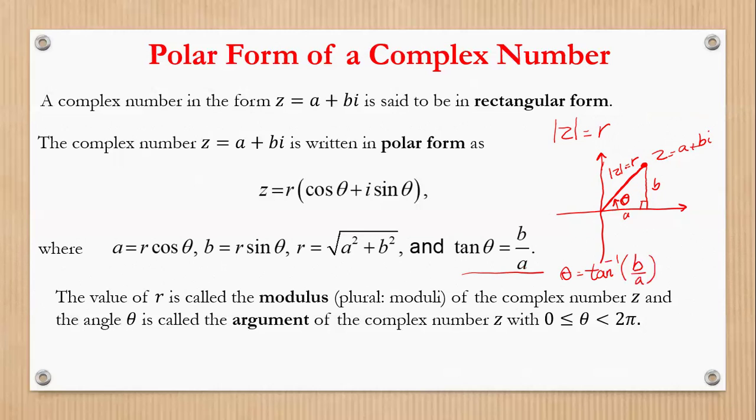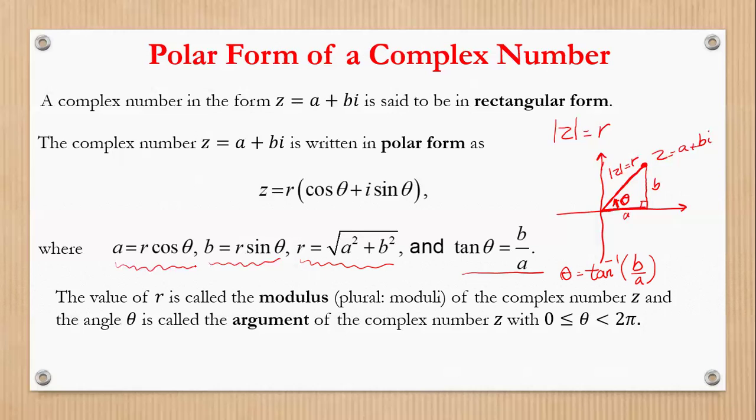To find r, we need to use the formula for finding absolute value. And we also know that since the sine of this angle is opposite over hypotenuse, the sine is b over r, which means b is always equal to r times sine theta. And since the cosine of this angle is adjacent over hypotenuse, which is a over r, if we solve for a, it should be equal to r times cosine theta.